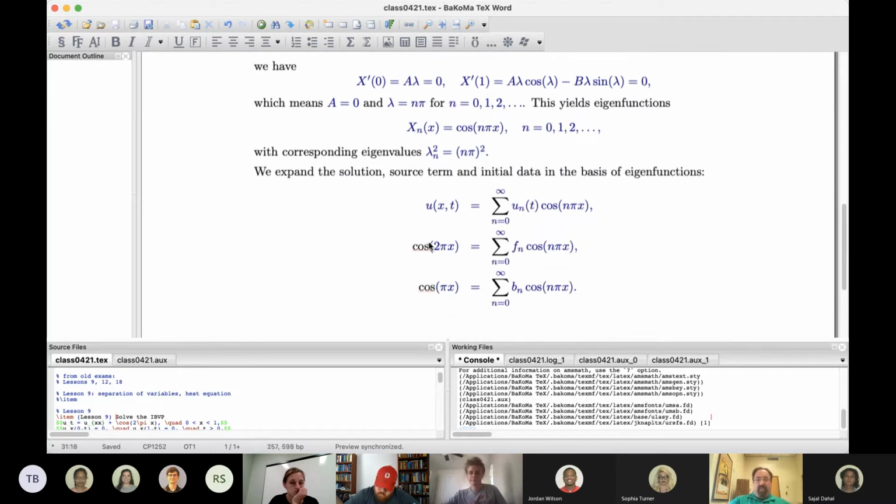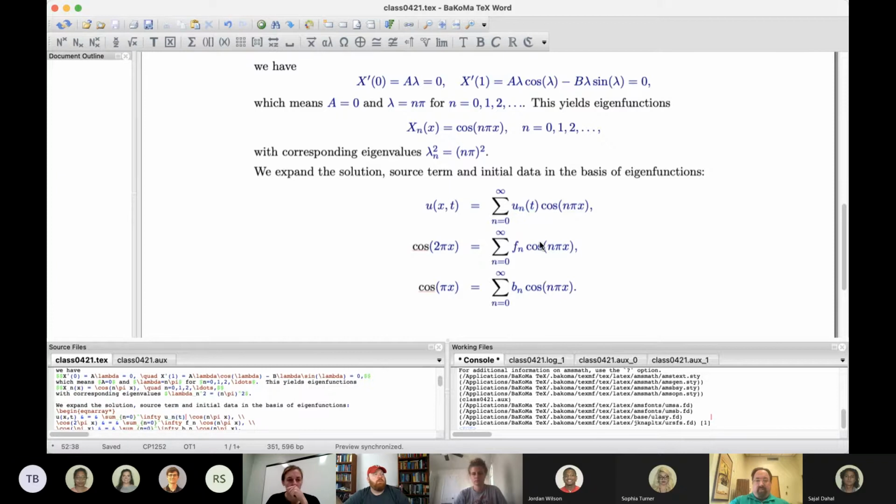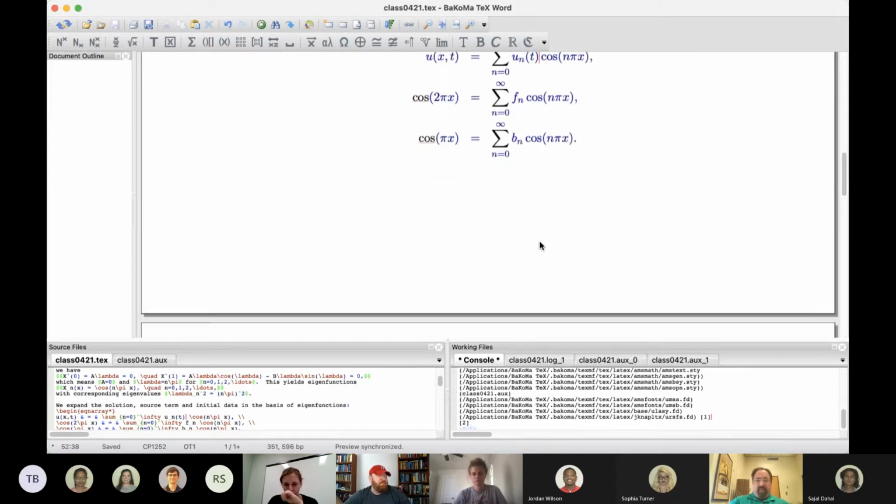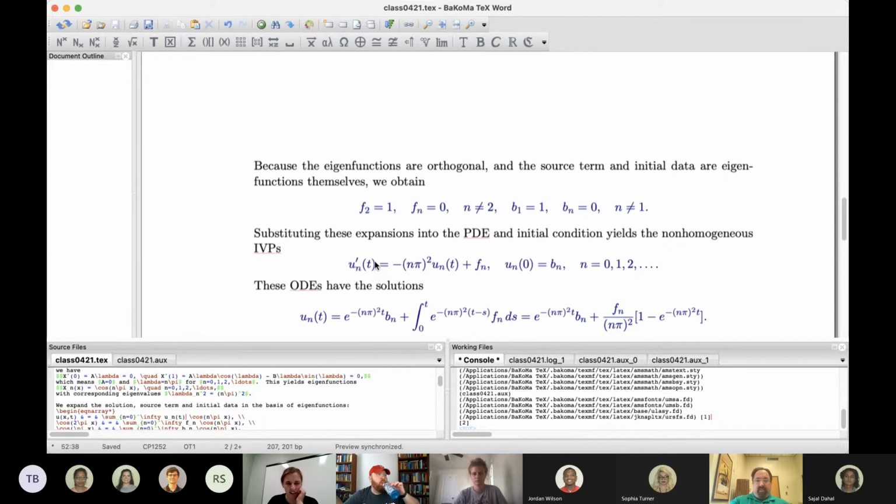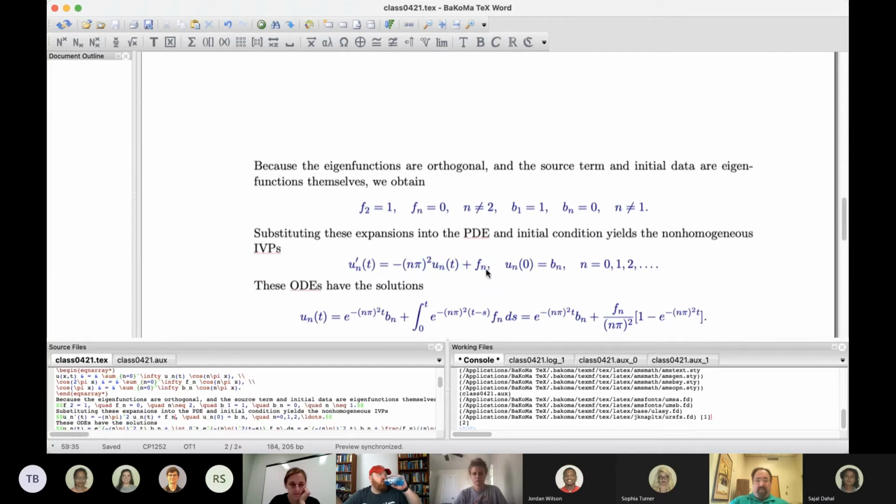Then you expand your source term and initial data in the basis of eigenfunctions, which is easy to do in this case because they're already a linear combination of eigenfunctions. So most of the f's and b's would be 0, and we're just picking out the ones that are non-zero. Your solution is also expanded in the basis of eigenfunctions with coefficients that depend on t. That leads to these ODEs. It's always going to be something of this form, where the appropriate eigenvalue goes here, your Fn goes here, and then Bn would be the initial value.